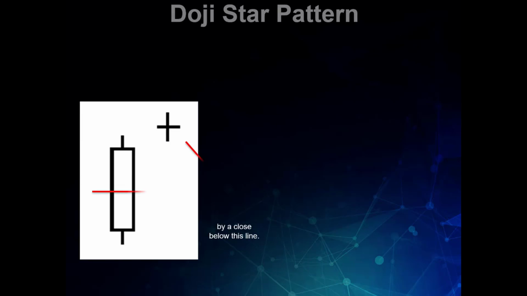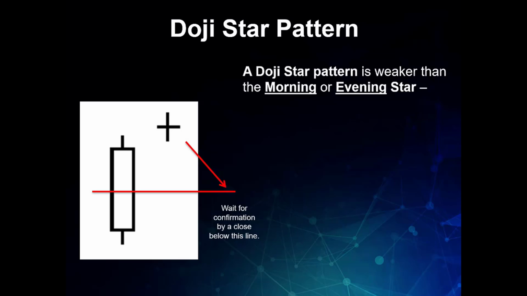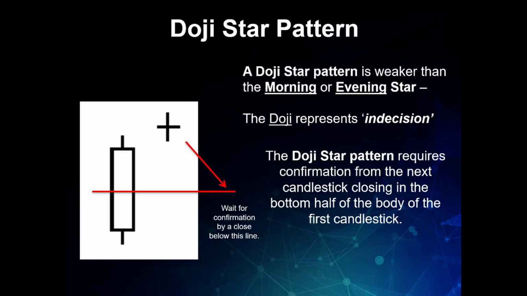A doji star pattern. A doji star pattern is weaker than the morning or evening star. The doji represents indecision. So when you're trading and you see markets, whether on the 1 hour, daily or weekly time frames, and you get this doji pattern coming through, always remember it's indecision in the market. The market's not sure whether to continue on from the trend. So if you had a few candlesticks going up and then you get a doji, it just represents that the market's indecisive in terms of going any further.